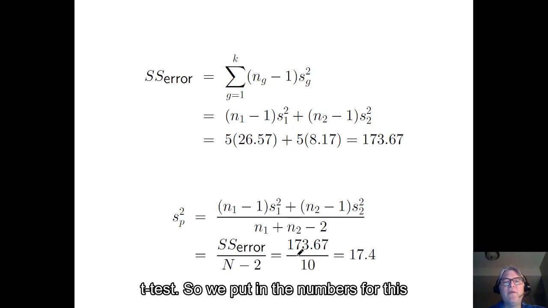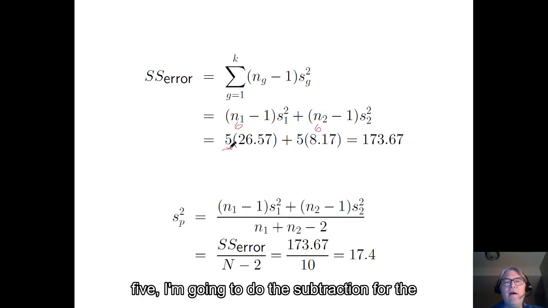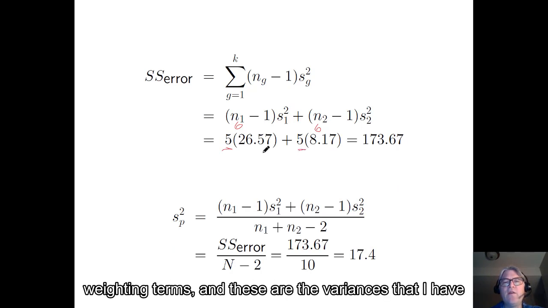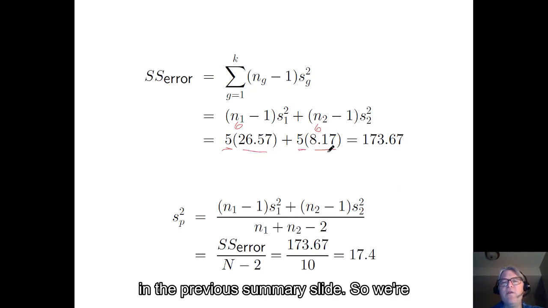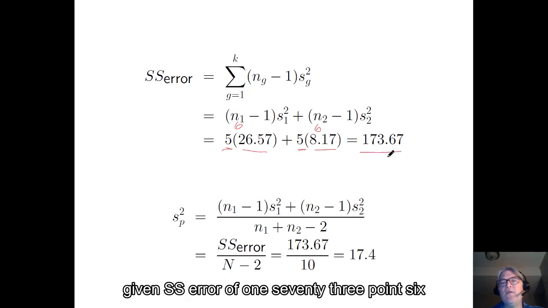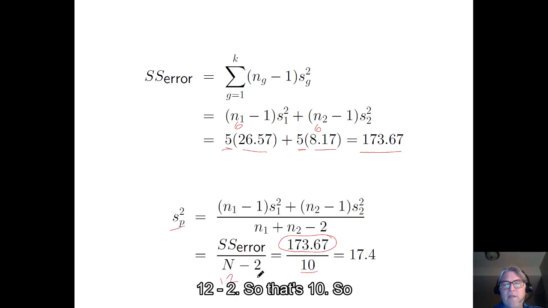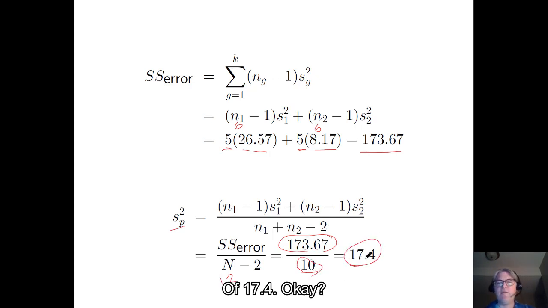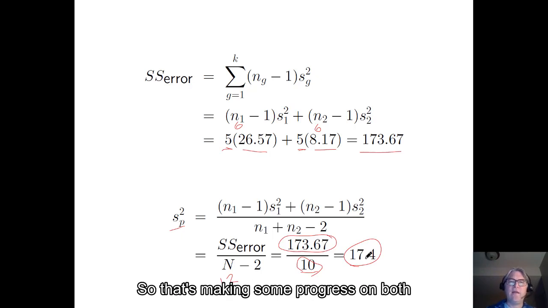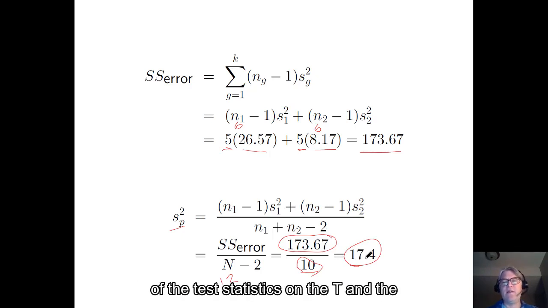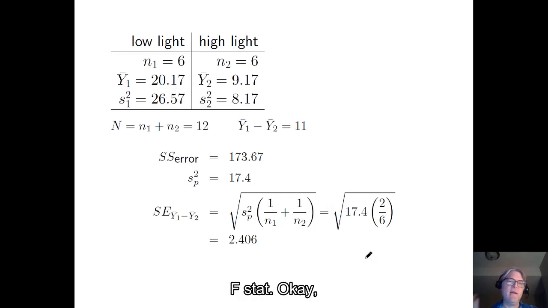So we put in the numbers for this example. In both cases, the sample sizes were 6. So we have 5 when we do the subtraction for the weighting terms. And these are the variances that I had on the previous summary slide. So we get an SS error of 173.67. So that becomes the numerator of our pooled variance. And the denominator is 12 minus 2, so that's 10. So that gives us a pooled variance estimate of 17.4. Okay, so that's making some progress on both of the test statistics, on the T and the F stat.